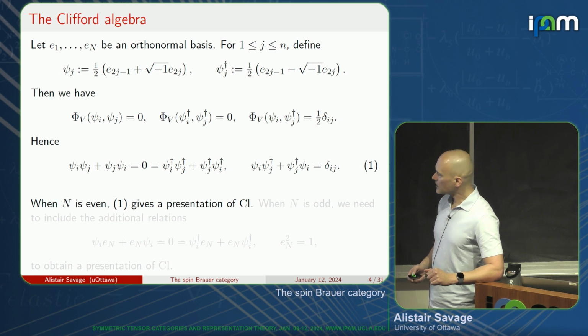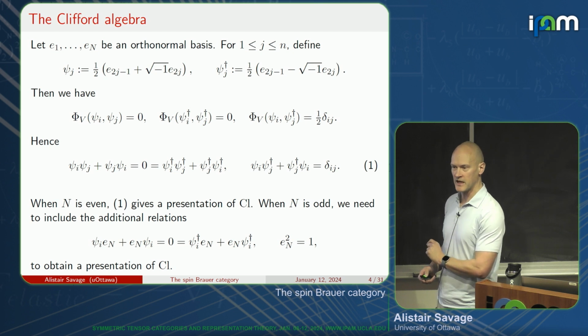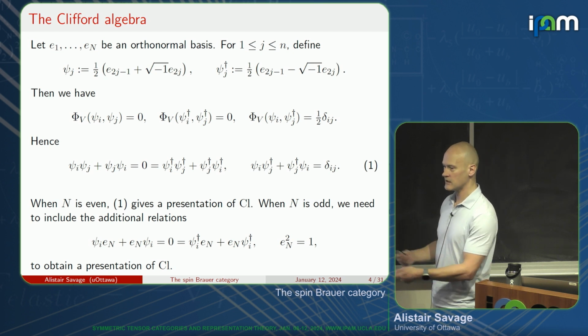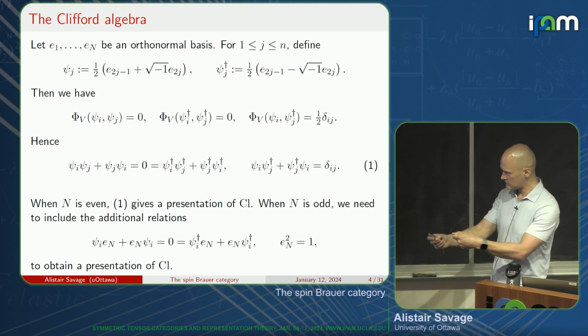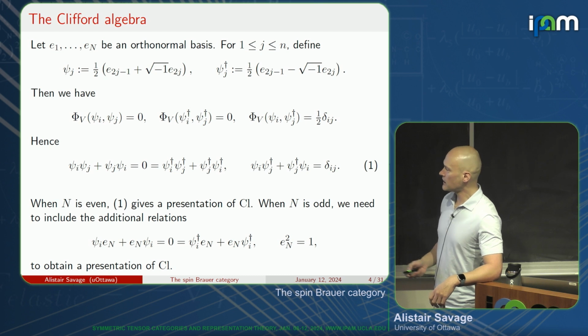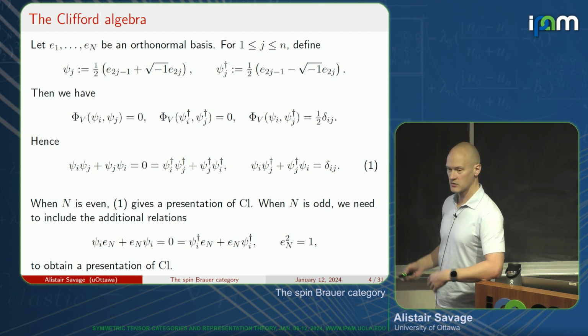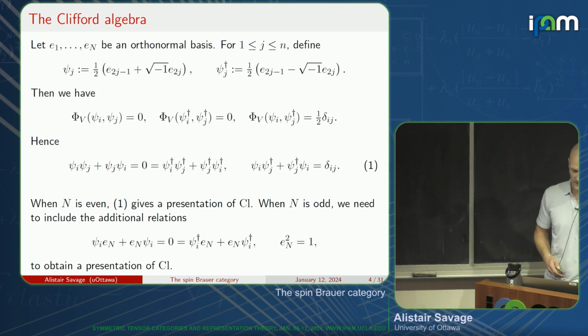But when big N is odd, we're missing one vector, of course. We're missing this e subscript N, right? Because the psi i and psi i daggers span e_{2i}, e_{2i+1}. So we're missing this last one. So when N is odd, you can just check what the extra relations are for this one extra generator. It anti-commutes with the psi's and the psi daggers, and it squares to 1. So there's a presentation of the Clifford algebra when N is odd.